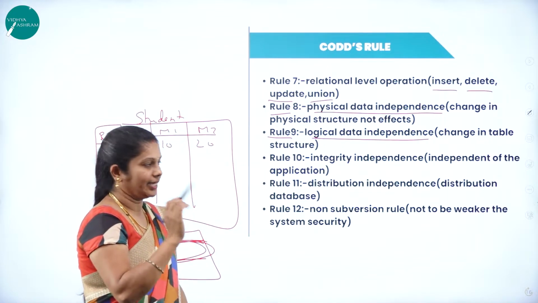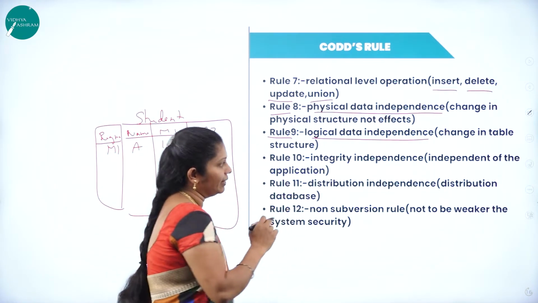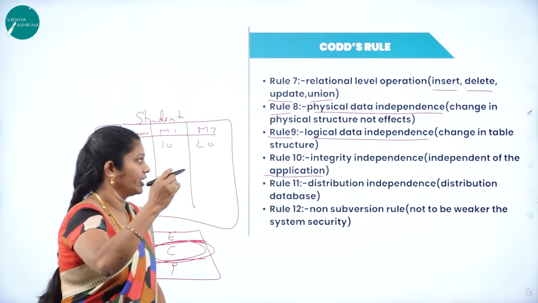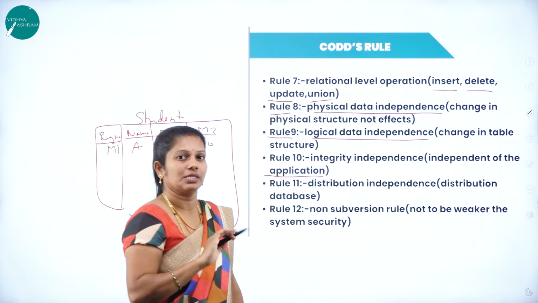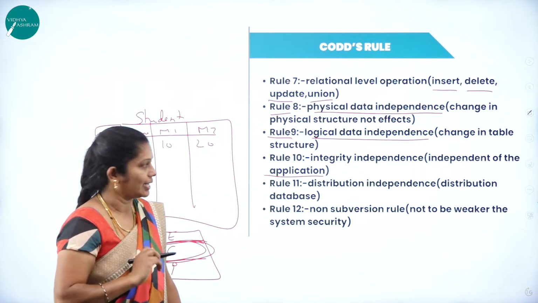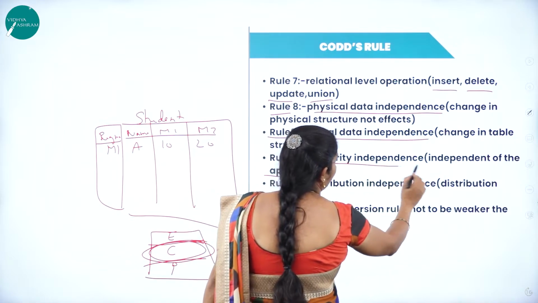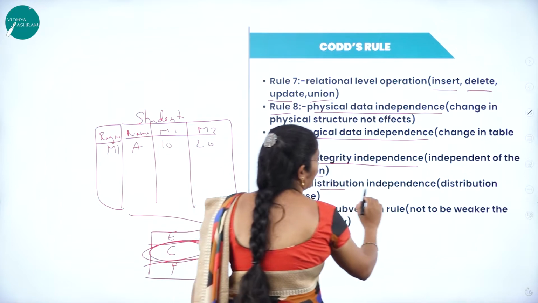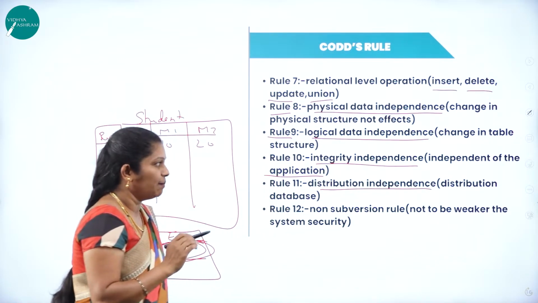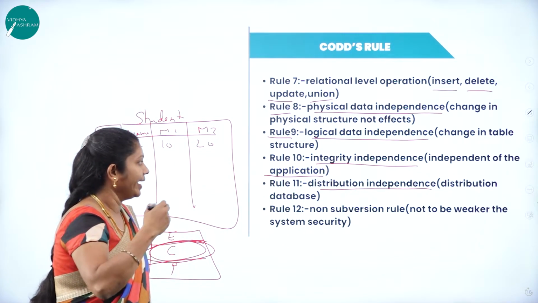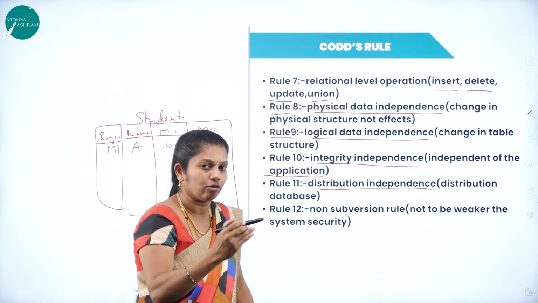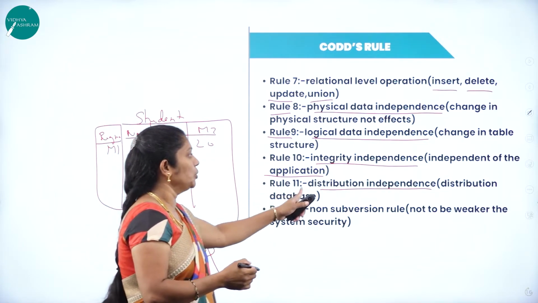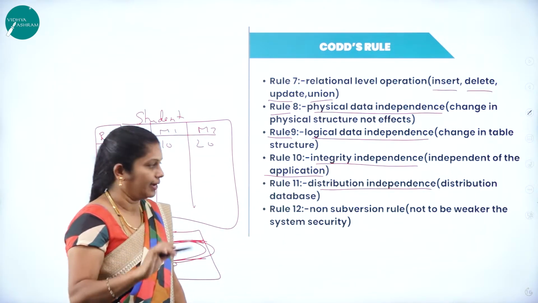The next rule, rule 10, says integrity independence, that is independence of application. Whichever application we want, we can use it and access it, and by that we can process the application. That is integrity independence. And rule 11 says distribution independence. Distribution independence means distribution of the database. Whatever content we have can be easily accessed, distributed and processed. That is rule 11, distribution independence.